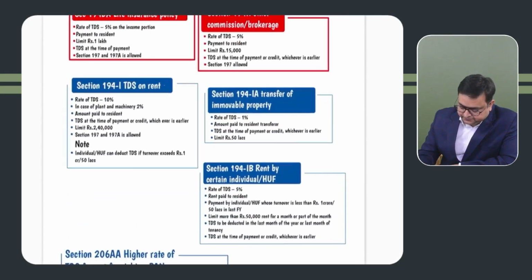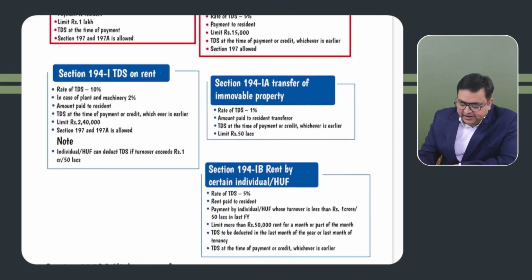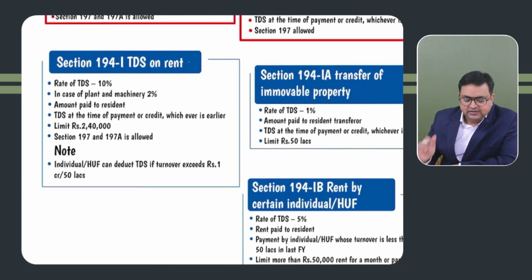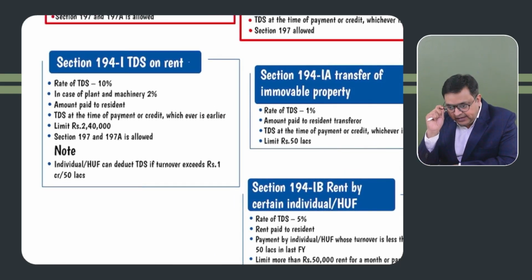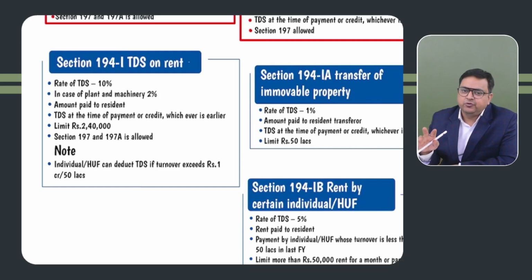Then 194I. 194I is TDS on rent. The rate of TDS would be 10%, but in case of plant and machinery, if you have taken it on rent, the rate of TDS would be 2%. In case of other things, so rent of furniture, rent of building, etc., rate of TDS would be 10%. Only rate of plant and machinery would be 2%. Got it?